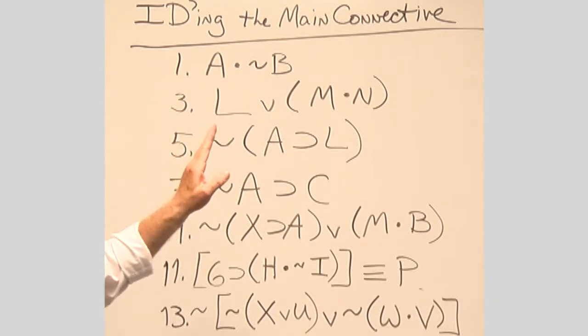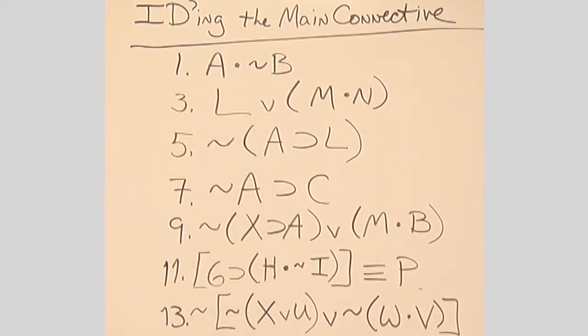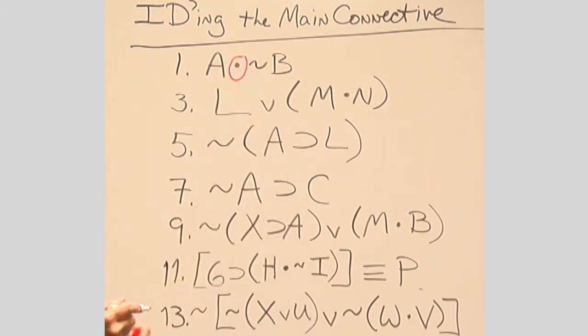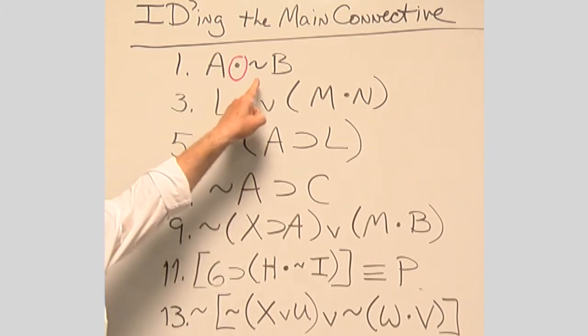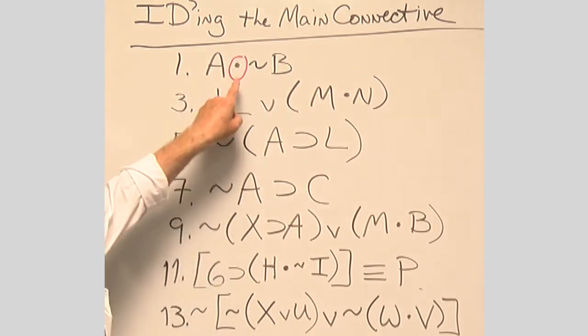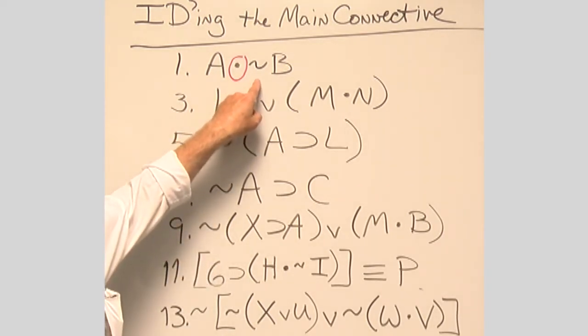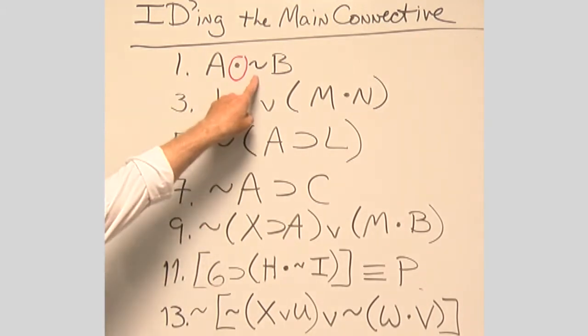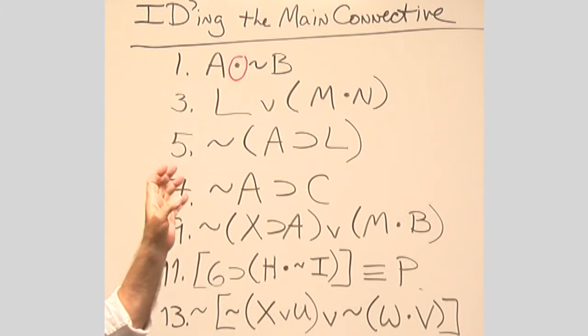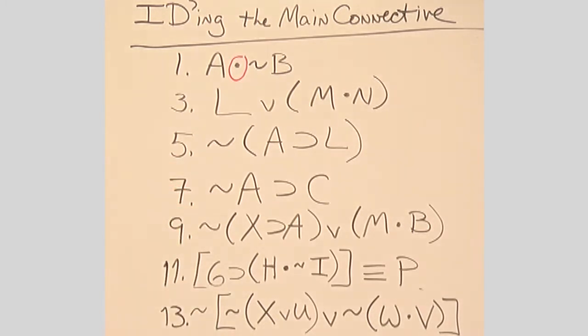Let's take a look at number 1, A and not B. Now the main connective here is the dot. Notice it's next to the tilde, and this is the only time that two connectives can be next to each other. If there's a connective and then it's followed by a tilde, that's because the tilde is negating what follows it and is functioning together as a unit like a negative number in mathematics.